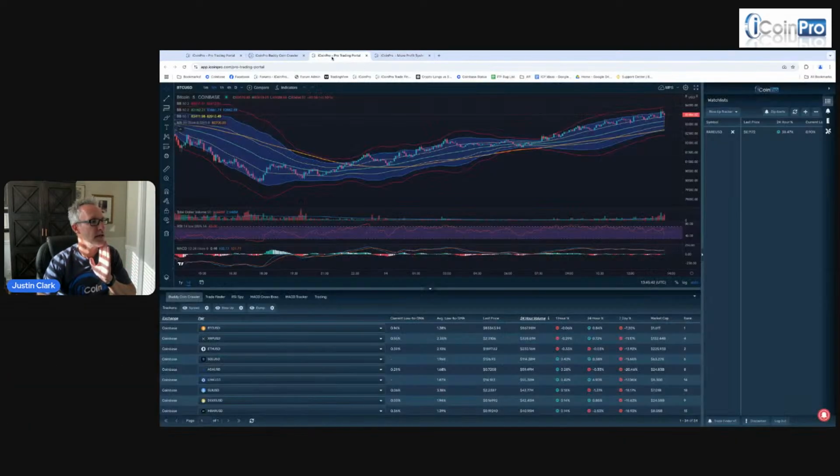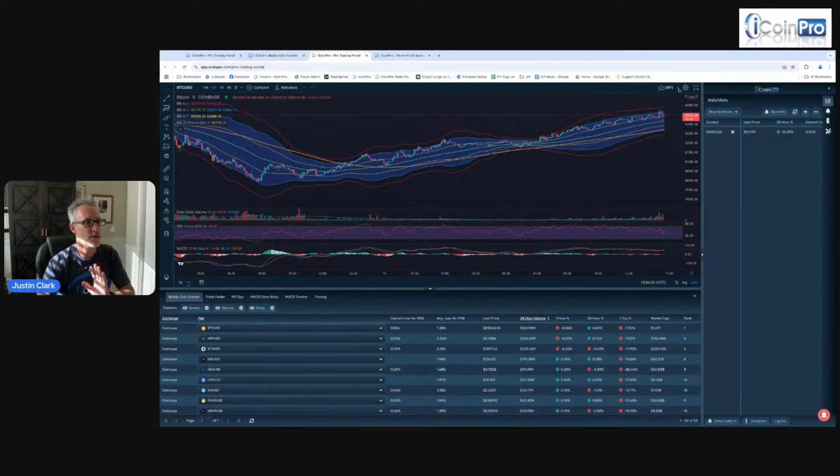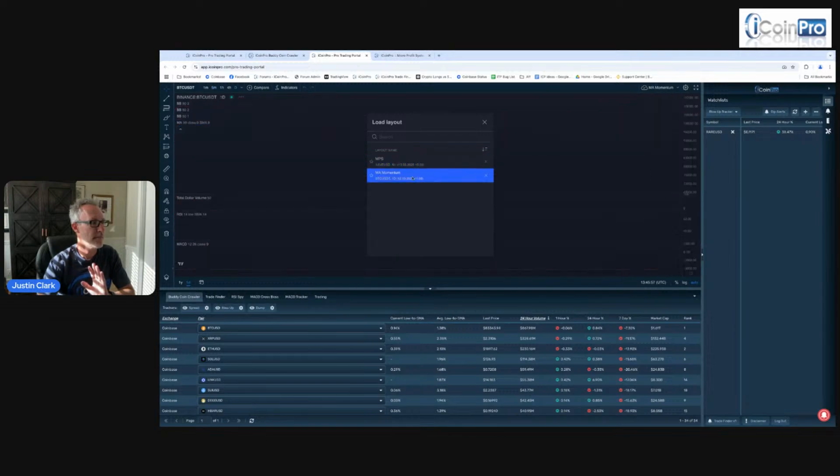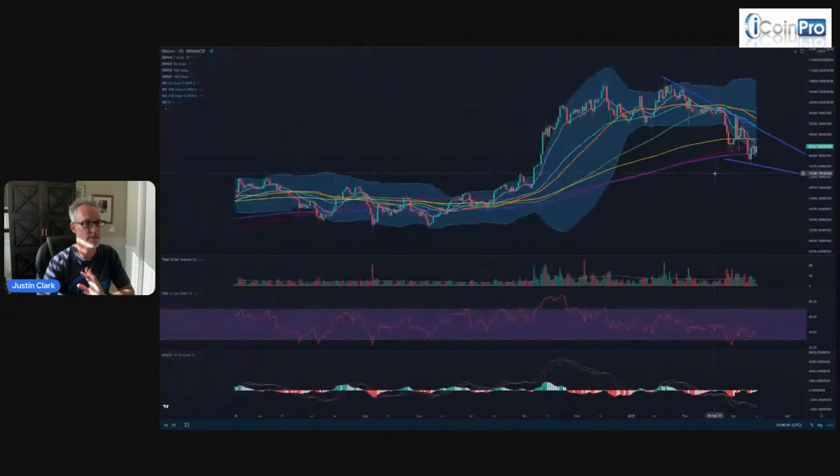All right. So now for those who have the iCoinPro trading portal, which everybody should have if you're an iCoinPro member, you just go up here, click on this down arrow, click load chart layout, and you can select the MA Momentum, moving average momentum chart layout. And so we're going to take a look at this here pretty quickly this morning, everybody.